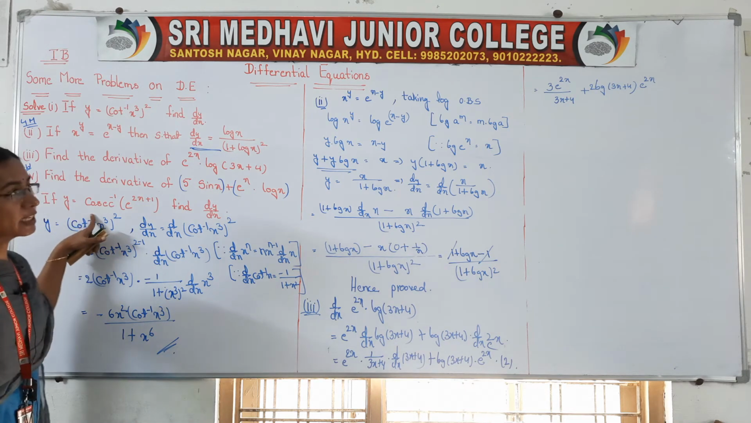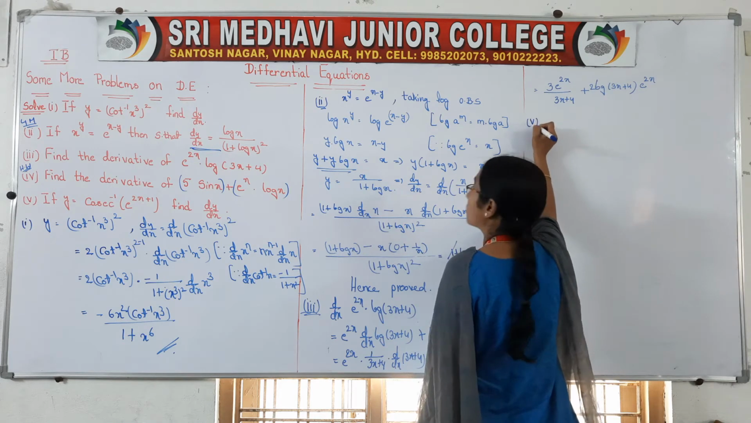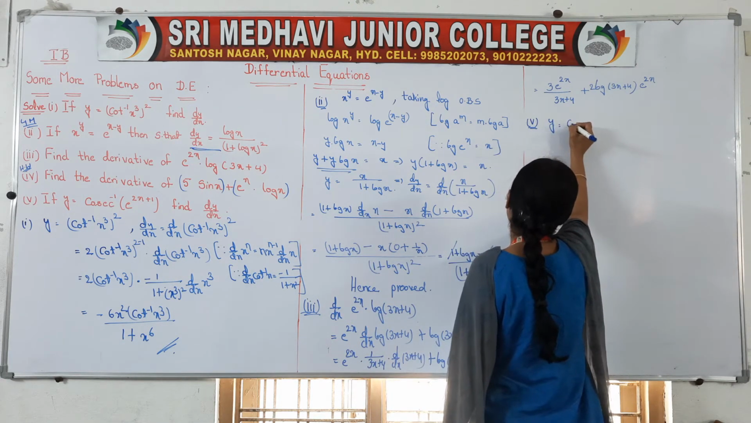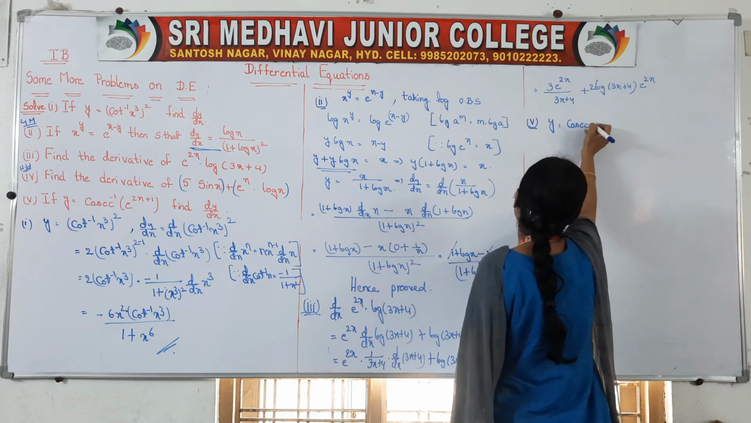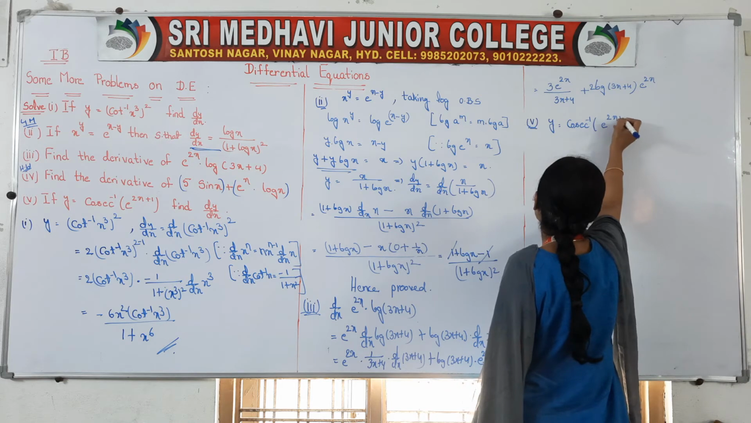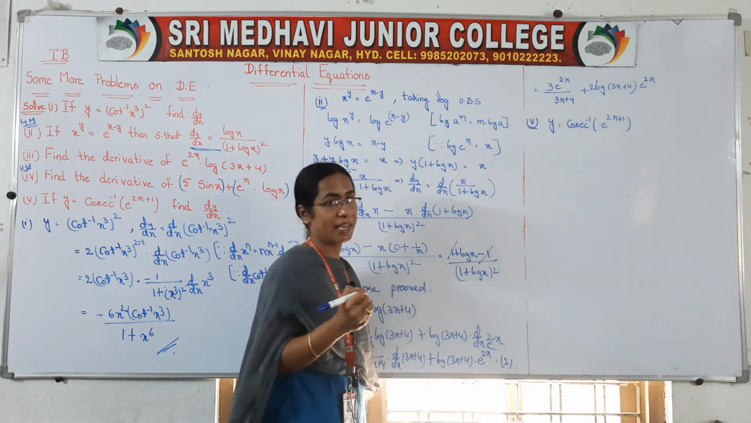Now I will do this fifth question. Right. What is that? Fifth question. Take, if y is equal to, what happens? It is cosecant inverse e to the power of 2x plus 1, then find dy by dx.